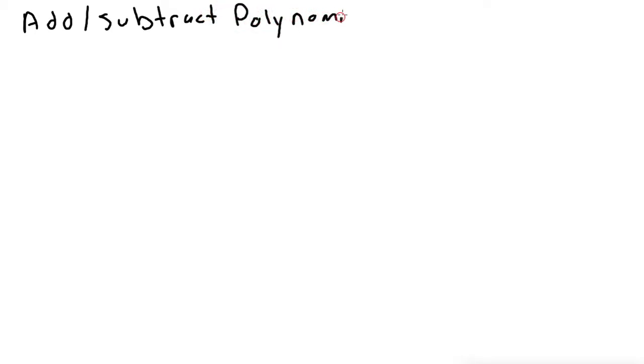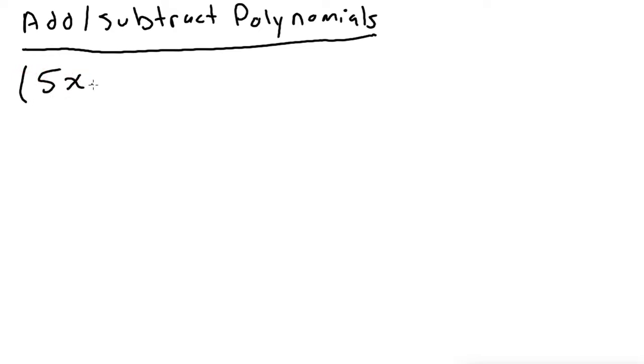So now let's talk about how we can add or subtract polynomials. An example of doing this will be something like, if I have a parentheses right here, we'll have something like 5x plus 2x squared plus 1. And we know this is a trinomial because we've got three separate parts of this polynomial.